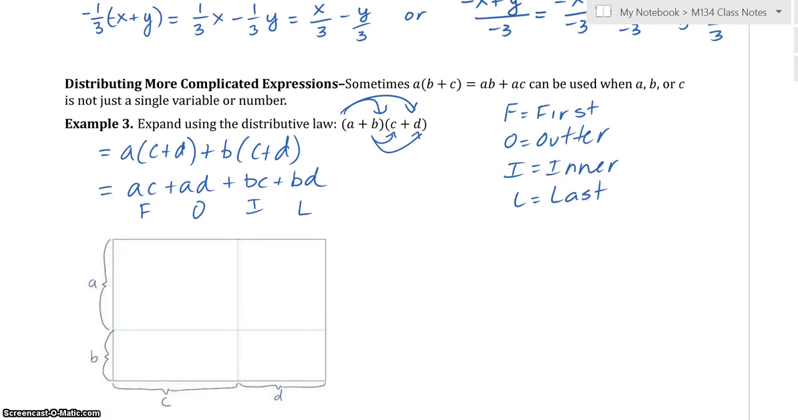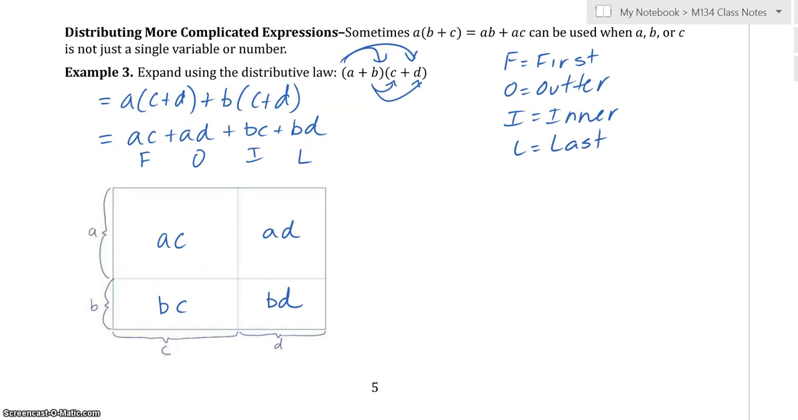To see this with our rectangle, you can see that this is the a plus b, this is the c plus d. The area of the rectangle is a plus b times c plus d. Or you can find each individual rectangle. So this would be AC. This one would be a times d, which is the first two terms. This one is BC, and this one is BD. If you add all those together, you do get that.